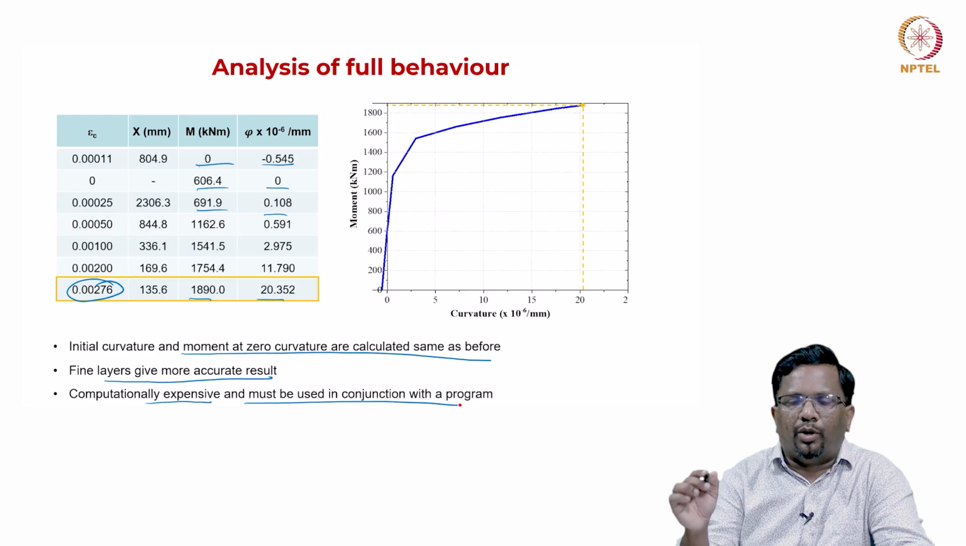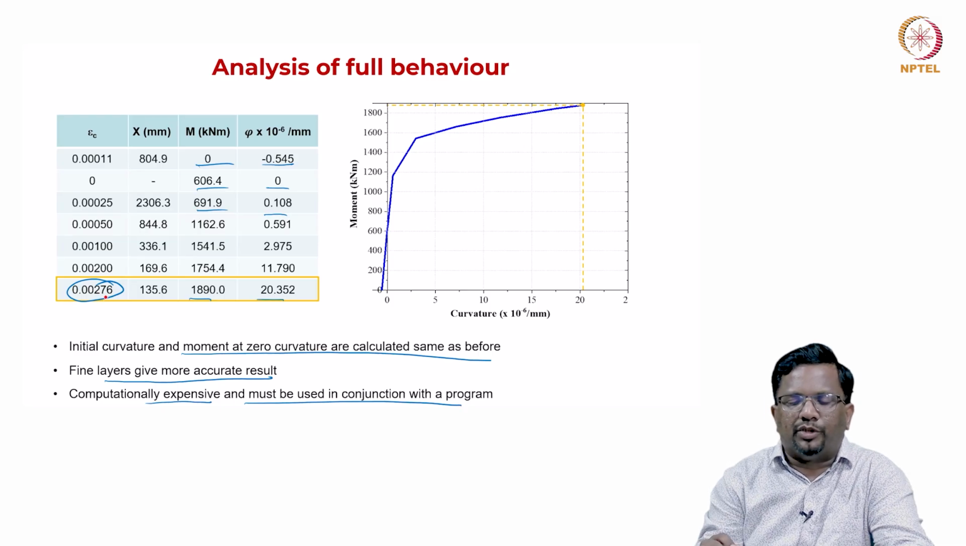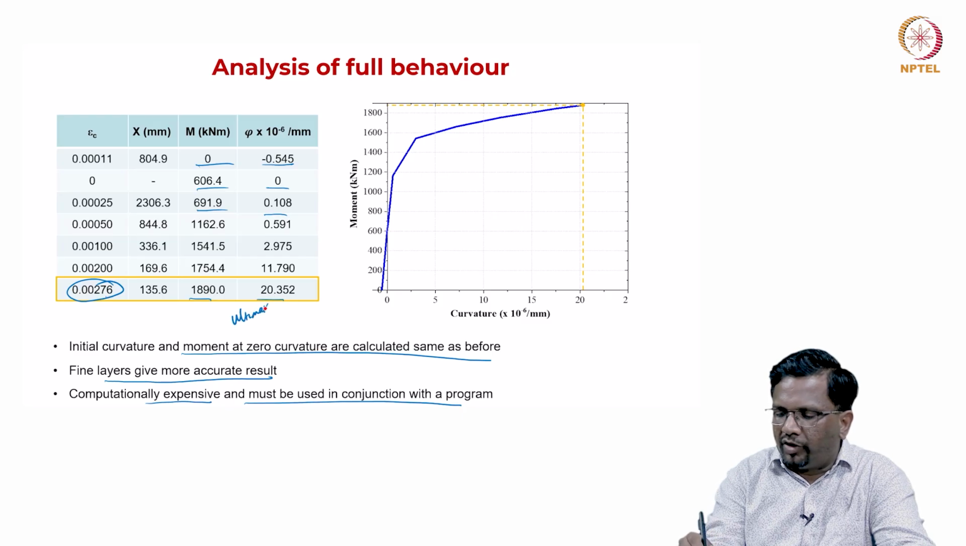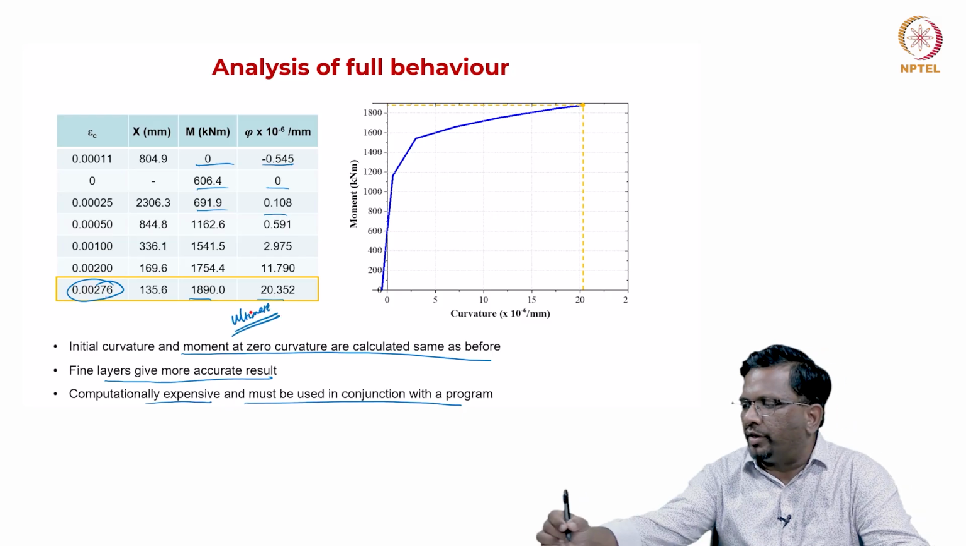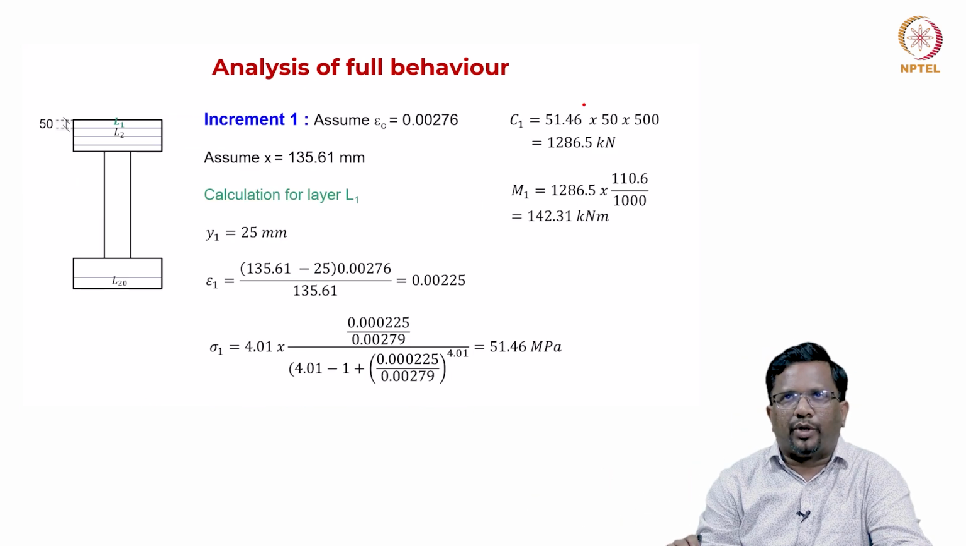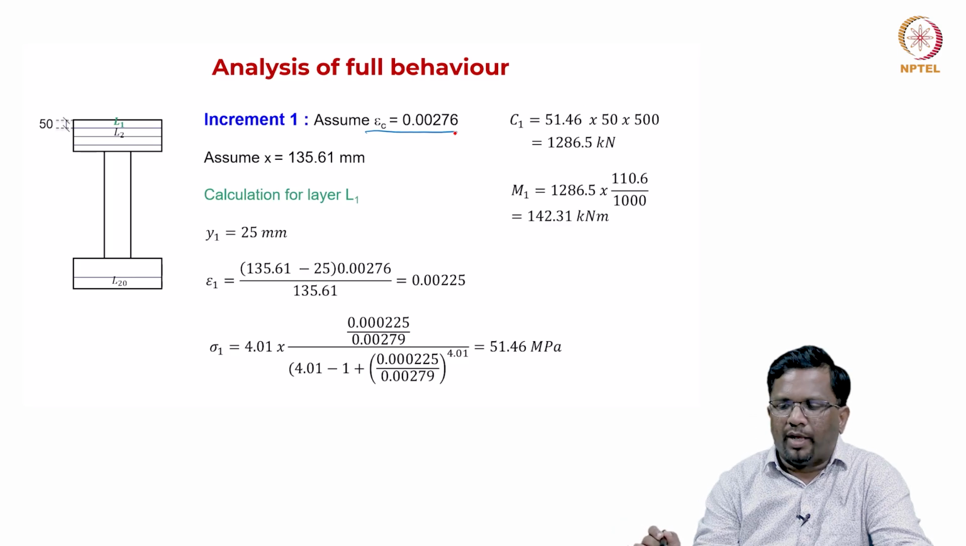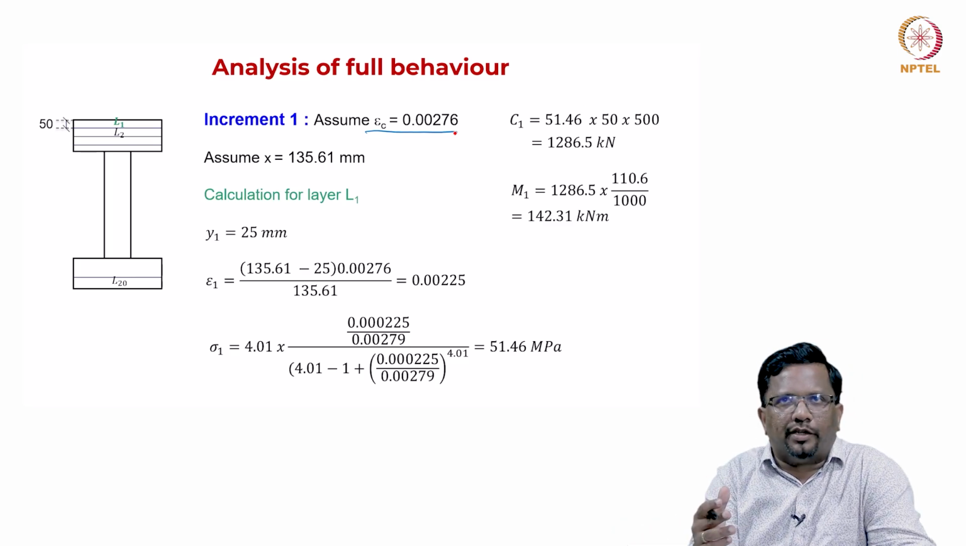Now, let us look at how we do one sample calculation for strain of 0.00276, which is an ultimate condition here. Let us look at how we get this particular point. So, we are assuming 0.00276 and we have already done the iteration, so we know at what x it is going to satisfy equilibrium.